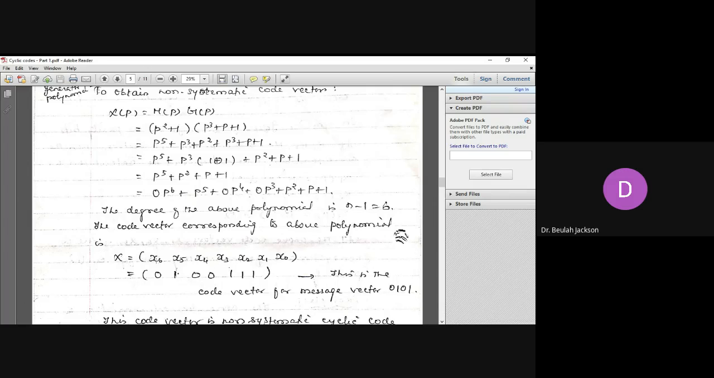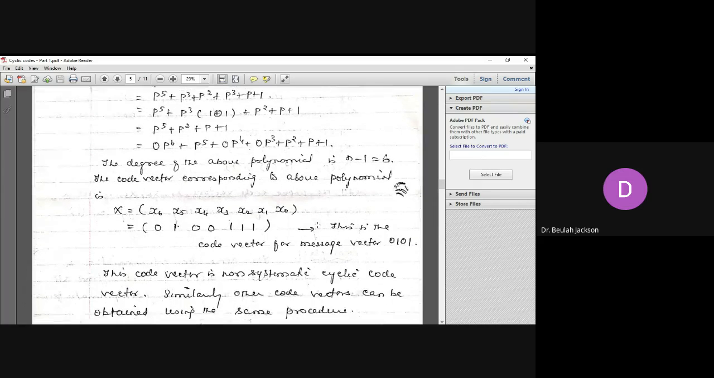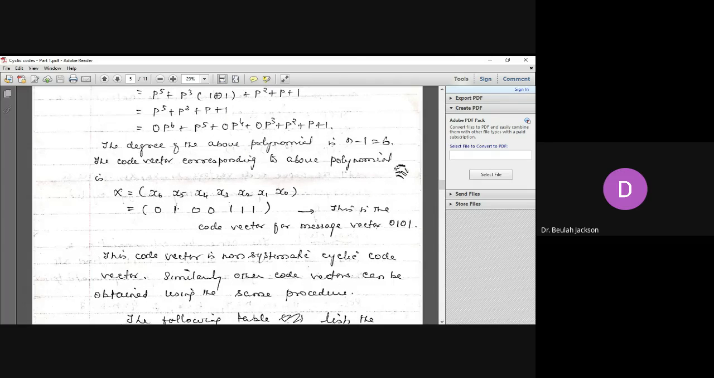So the code vector corresponding to the above polynomial is X = x6, x5, x4, x3, x2, x1, x0. The highest degree of the polynomial should be n - 1. We know n = 7, and 7 - 1 is 6, so it should start from x6 to x0. Now for P^6, the coefficient is 0, and for P^5, 1. Similarly here 0, 0, 1, 1, 1. Now this is the code vector of the message vector 0, 1, 0, 1.